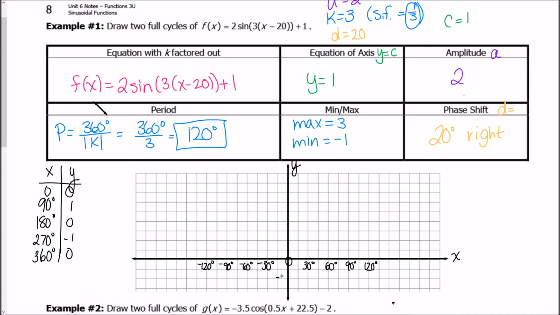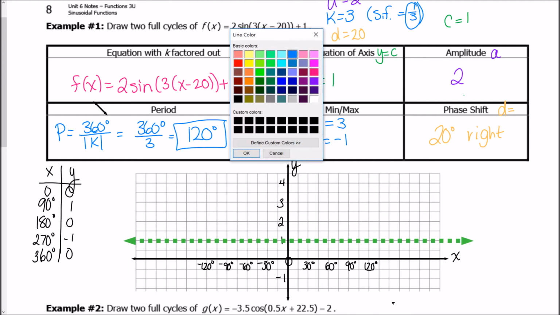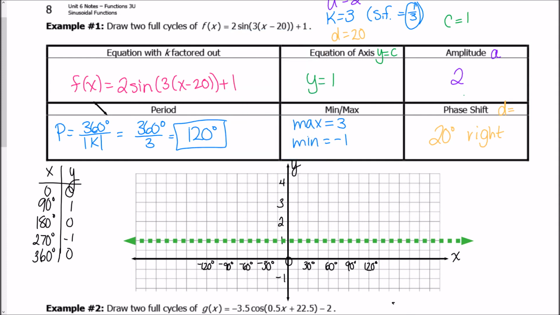So I think if we go by halves, that would be a good place for us to put everything, so that way we can see everything a little bit better. So I'm going to draw in my equation of my axis right here. Okay, and I'm going to put in my minimum and my maximum. Let me just color code this so it's the same colors as what we have right up here. So our minimum was -1 right here, and our maximum was +3 right here.